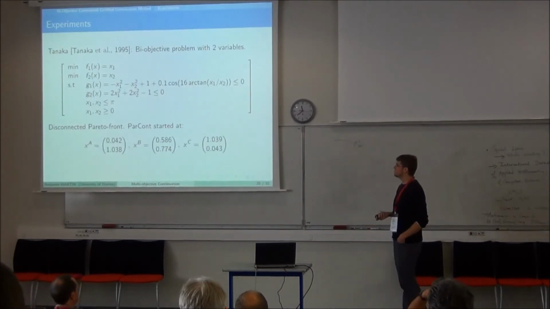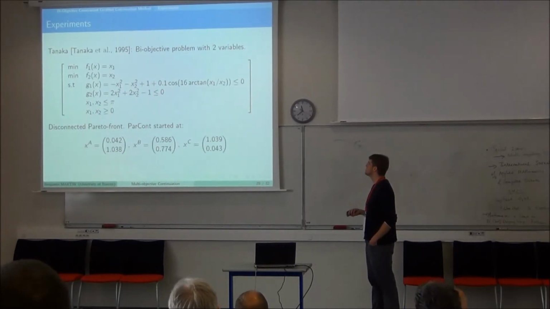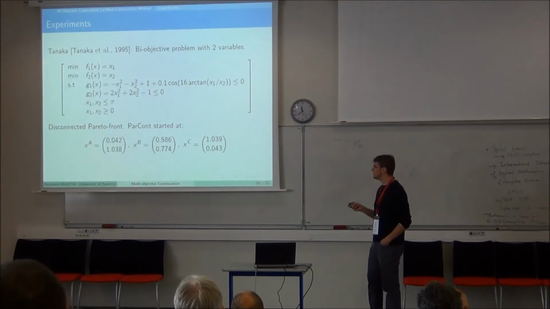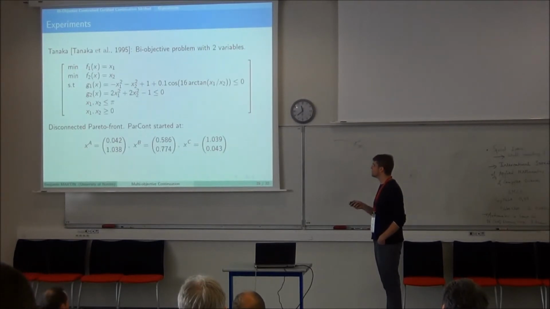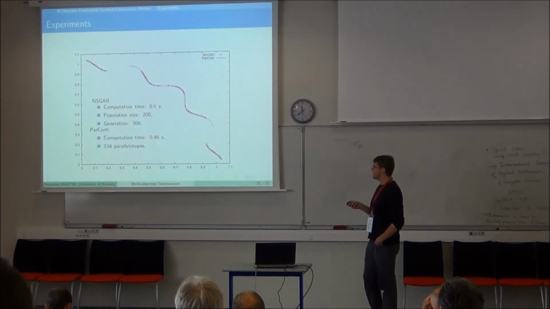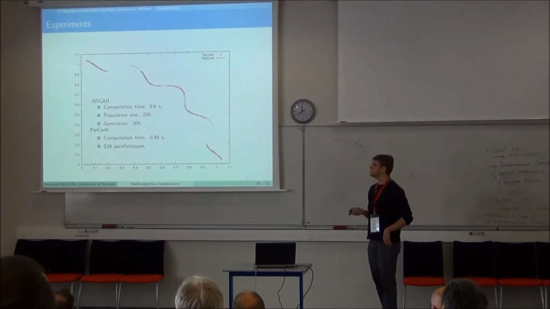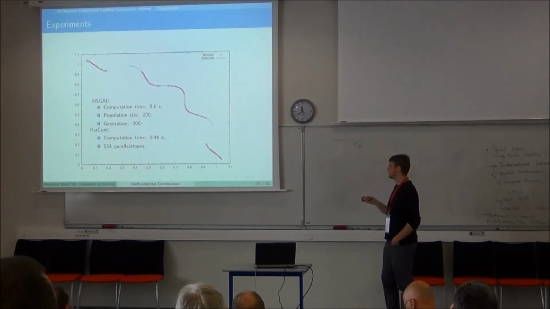Okay, another example is the following one. There are two simple linear objectives, but there are some constraints which introduce nonlinear functions. So here, the Pareto front, the set of optimal solutions, is disconnected, and we start at three different points. What we obtain is that the computation times of both methods are quite similar. And we see also that Parkhouse is able to find some portions here and here, which are not found by NSGA2, but it is a weakness because those parts are dominated.